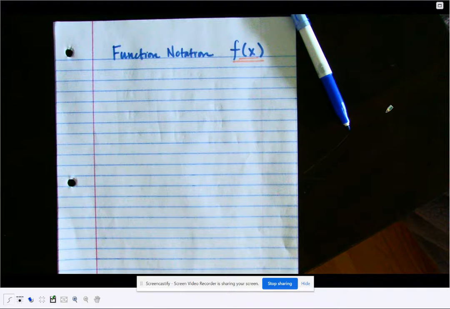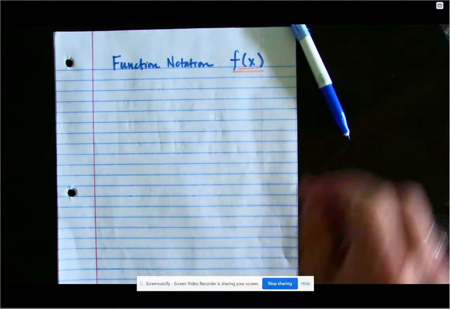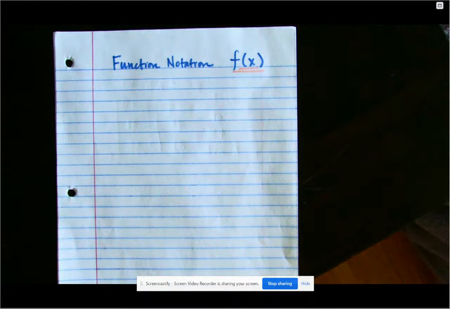Pre-Calc friends. This is Miss Eisencraft here with a little reminder of what function notation is. This is introduced as early as 8th grade in middle school for many of you, but there seems to be some confusion about it. Some people kind of understand it, don't understand why we use f of x. So this is just going to be a general overview.